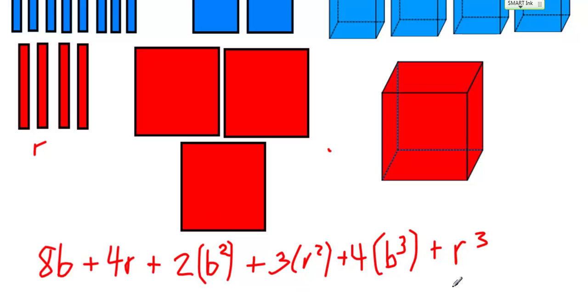So what we're looking at here is all the like terms combined, and this is as simplified as you can get it. There's a lot going on here on the page, but I'm hoping you understand the difference between the B and the R and why you can't combine the B's and the R's together.